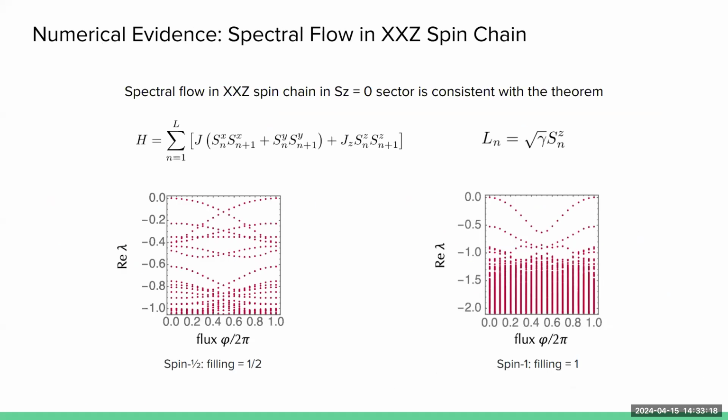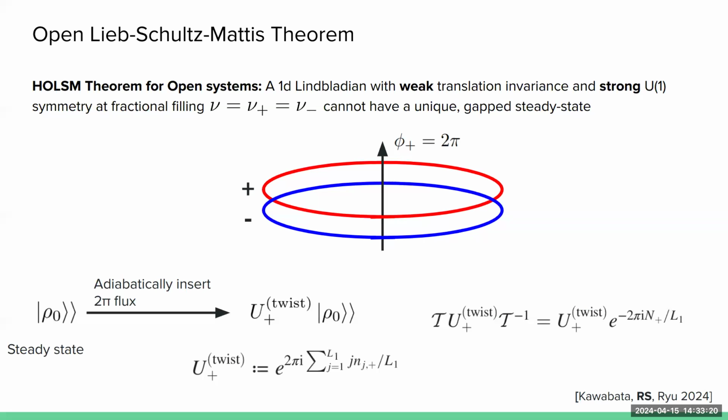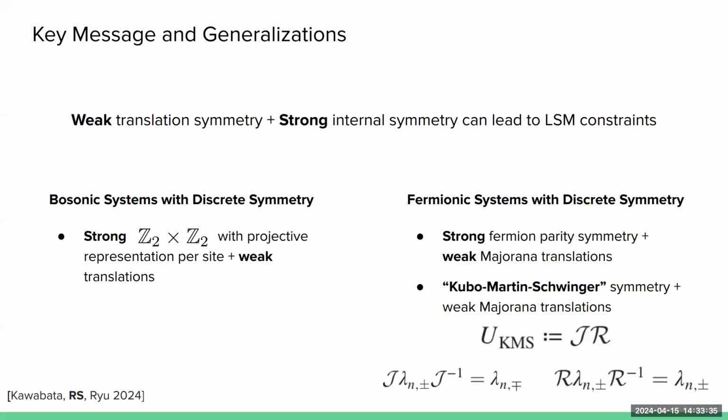Just to mention quickly, this argument breaks down if you have a weak U(1) symmetry, since you have to insert U(1) fluxes for both the ket and bra spaces. So the two phase factors cancel out. So you don't get a constraint if you have weak internal and weak translation symmetry. So that's just to motivate this statement.